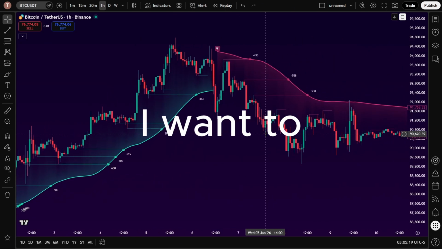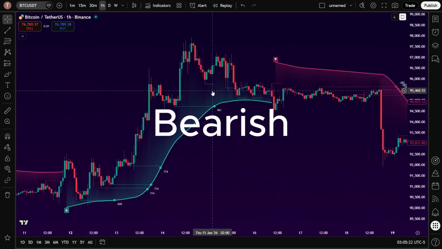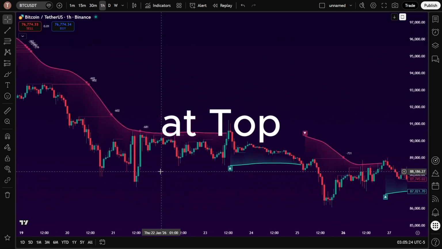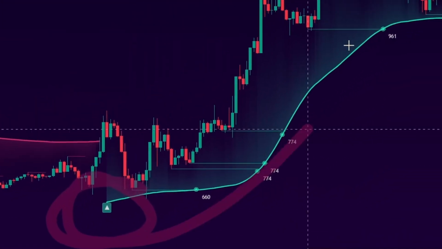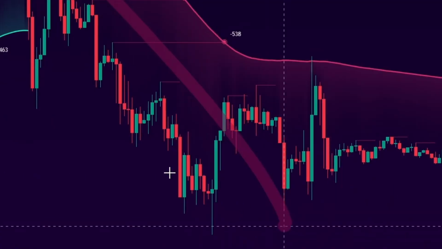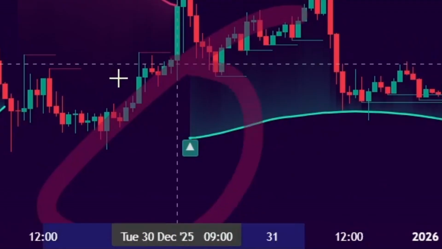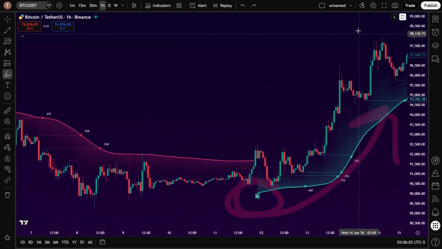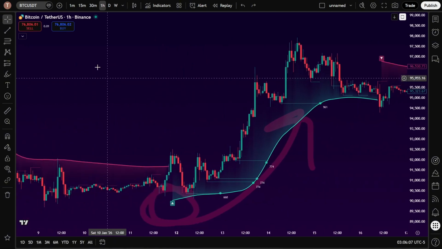In today's video, I want to show you a strategy that shows a bearish and bullish trend at the top and the bottom. For example, here it gives a buy signal, here gives a short signal, here a buy signal, a short signal, and we need to filter this indicator with the second one.